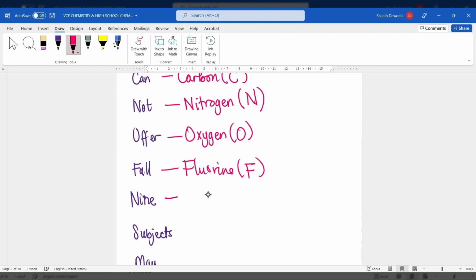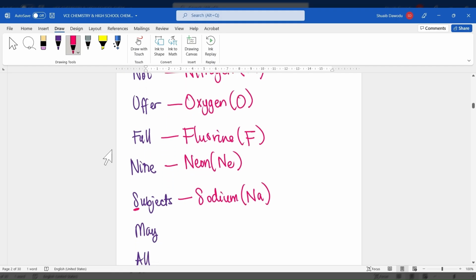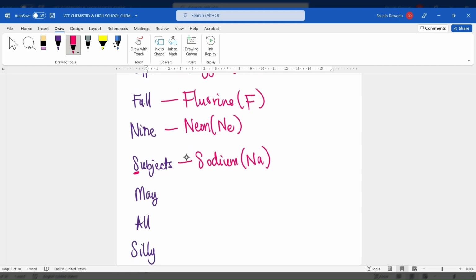We have 9, which is simply neon, which has the symbol Ne. We have subjects, which is simply sodium, which has the symbol Na. So you have to memorize this here. Sometimes the beginning of each word just tells you the first letter of the element. It doesn't really tell you what the symbol is. So please do pay attention to that.